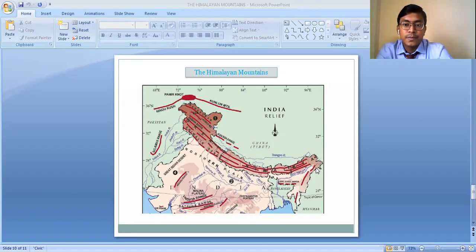So these are the different divisions of the Himalayas from north to south and from west to east, as per the demarcation made by the rivers. This is what we had about the divisions of the Himalayas and about the Himalayas as a major physiographic division of our country.